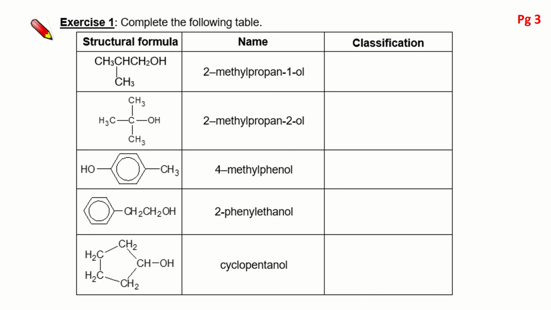Now, we will take some time to try this exercise. The name and the structural formula are given. You will just need to identify the classification. Let's do one for example. Let's look at the first example. We can see that the alcohol is over here, and the carbon that's attached to the alcohol has 2 hydrogens and 1 R group attached to it, and hence we can call this a primary alcohol.